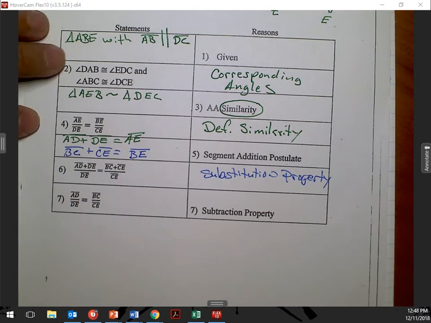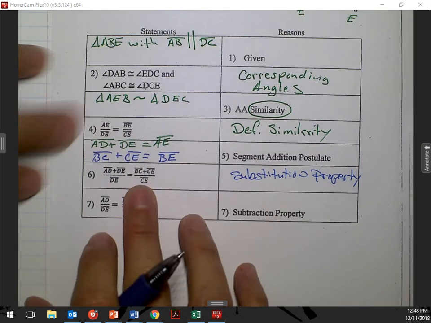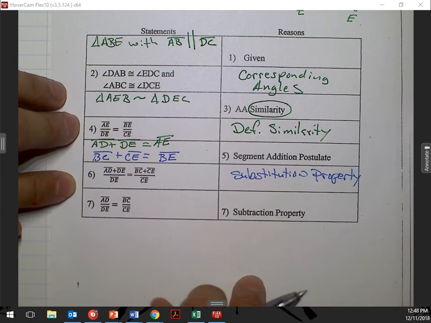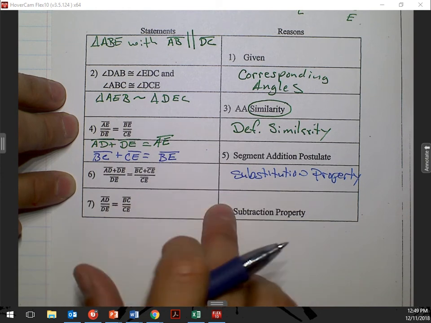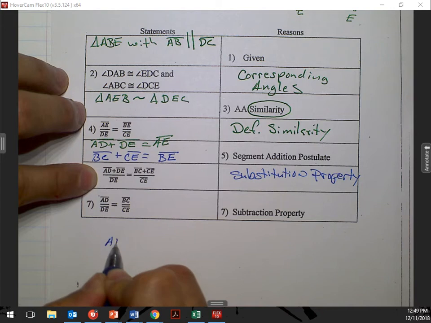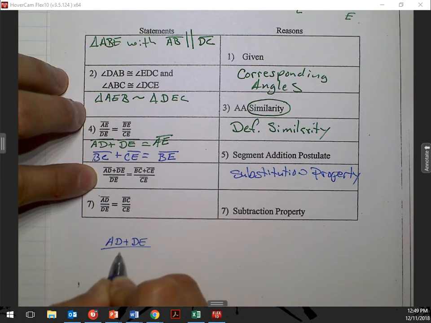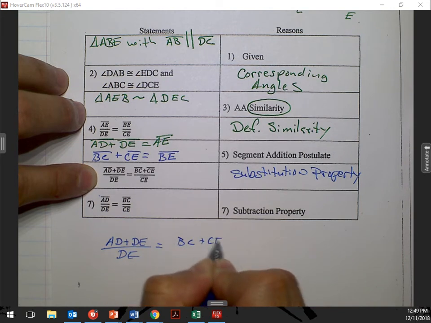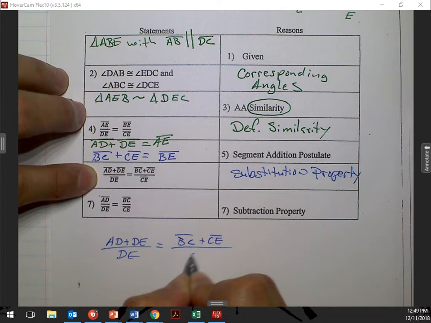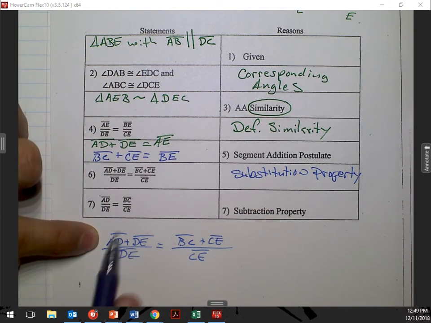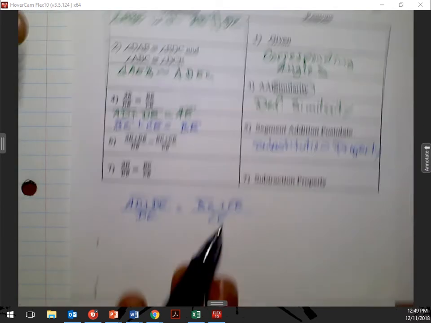All right, so I'm going to show you guys the piece. It's not necessary, but all your proofs are going to look a whole lot like this. So if you're using this as a reference, it's going to help you out a lot. I'm going to show you why it does this. If we write AD plus DE over DE is equal to BC plus CE over CE. Now, this has a common denominator right here, right? The common denominator is DE, isn't it? Okay, good.